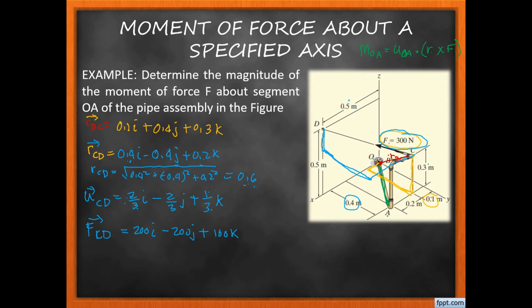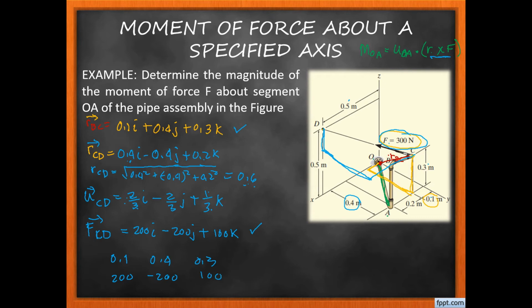Ngayon pag nakuha na natin yan, pwede na natin gamitin yung R cross F, kasi meron na tayong position vector BC. So may position vector BC na tayo, and meron na tayong F. So kung isusulat natin yan, kukunin natin yung cross product niyan, susulat lang natin yung mga component niya. So meron tayong component ng ating R, so 0.1, 0.4, 0.3, and then yung force natin is 200, negative 200, positive 100.